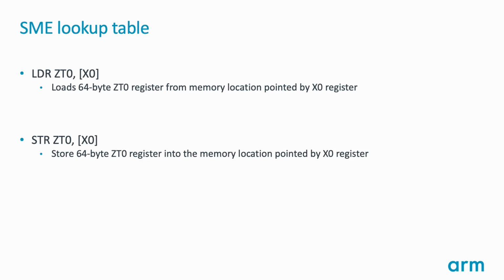Here we are just showing how we can load the data from memory into ZT0 and store back the contents of ZT0 into the memory using the regular load and store instruction. There is a load LDR ZT0 and STR ZT0 that can be used with address pointed in one of the general purpose registers.